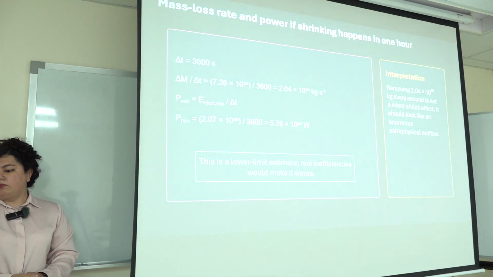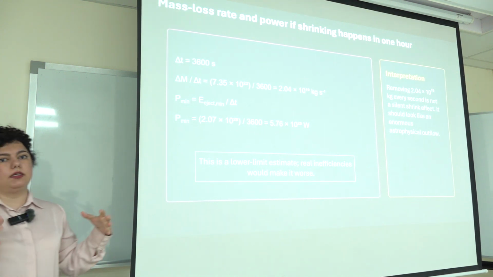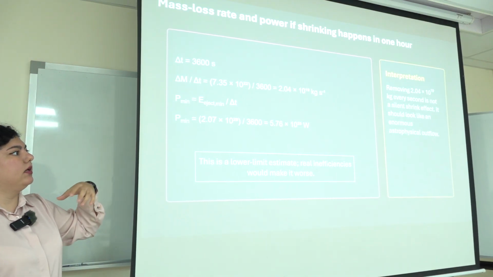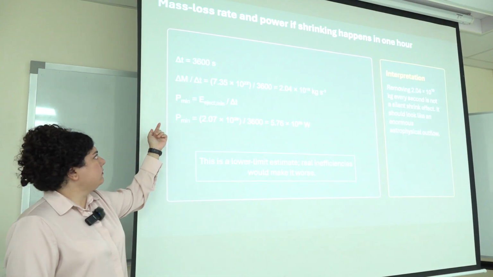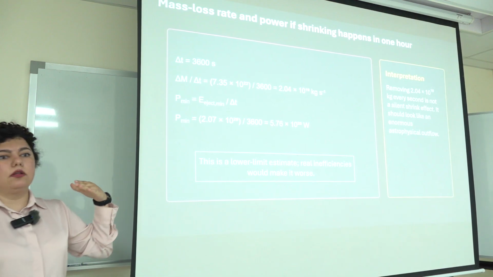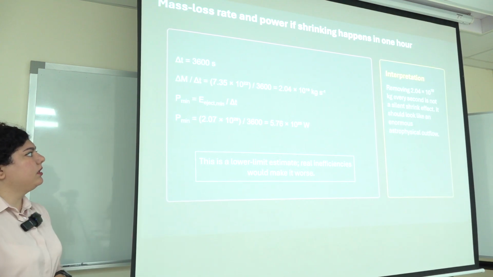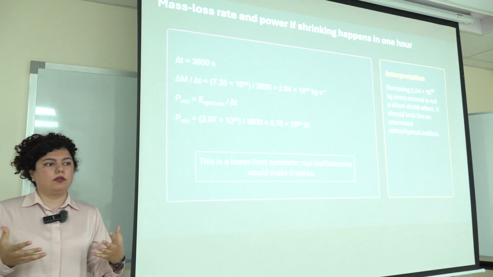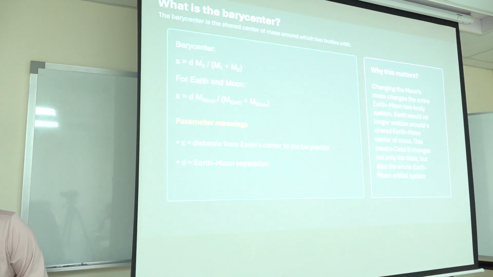And if we just want an approximation of the power of that shrinking moon, and we assume that the shrinking is going to happen in 1 hour, we can estimate the power that the moon will release, and it's just a lower limit. We can see that it's a high amount of power, and we should have seen some astronomical effects in the movie, but we didn't see anything of them.